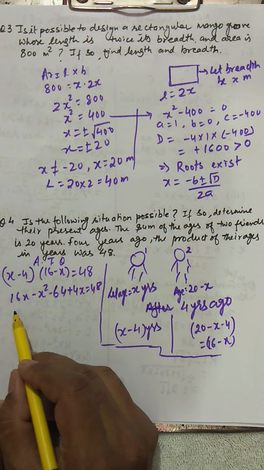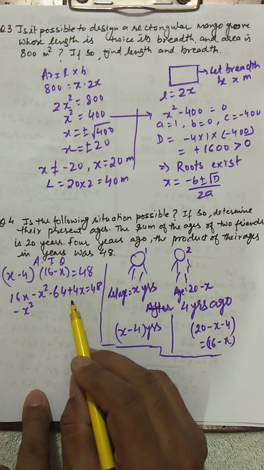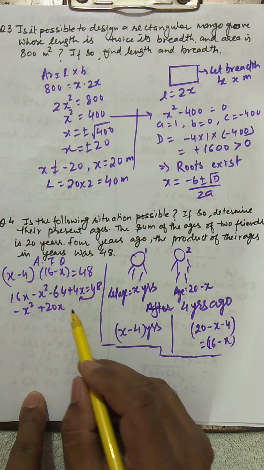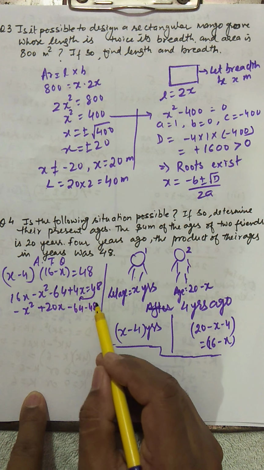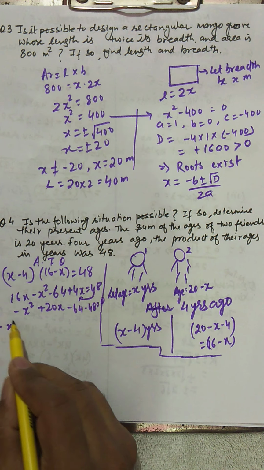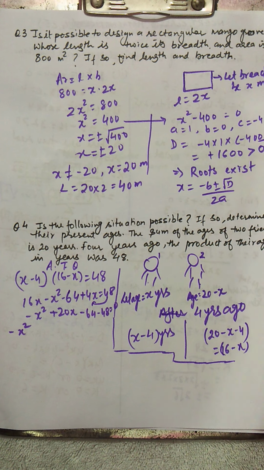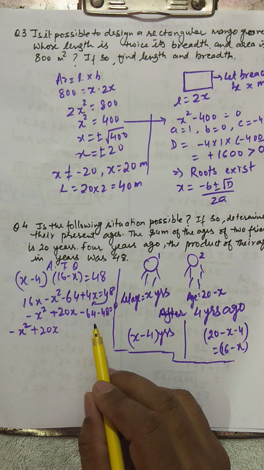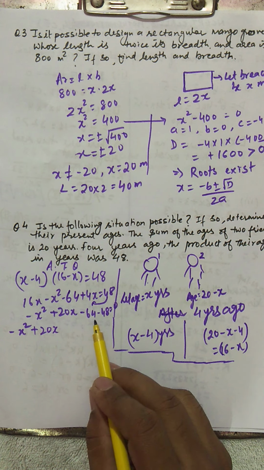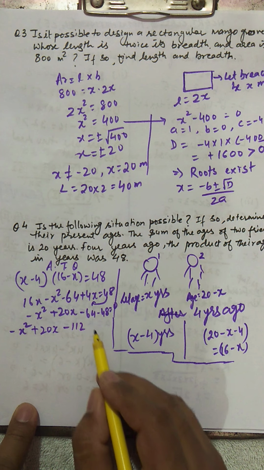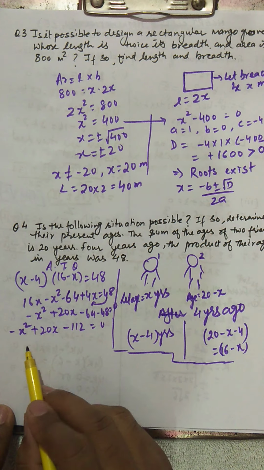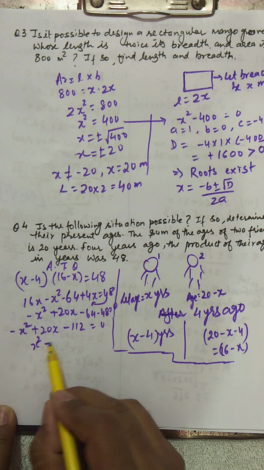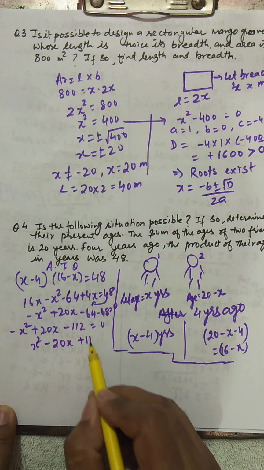So you can see this is minus x square, and you can bring this 4x, and this is plus 20x, and 48 you may bring here. So this is minus 64 minus 48, this is equal to 0. So this is minus x square, this is 20x, and now you can add it. So this is 60 and 40, 100, 8 and 12, so this is going to be 112, this is equal to 0. Now you can multiply this side by minus 1, so the sign will be changed. This is x square minus 20x plus 112 equal to 0.